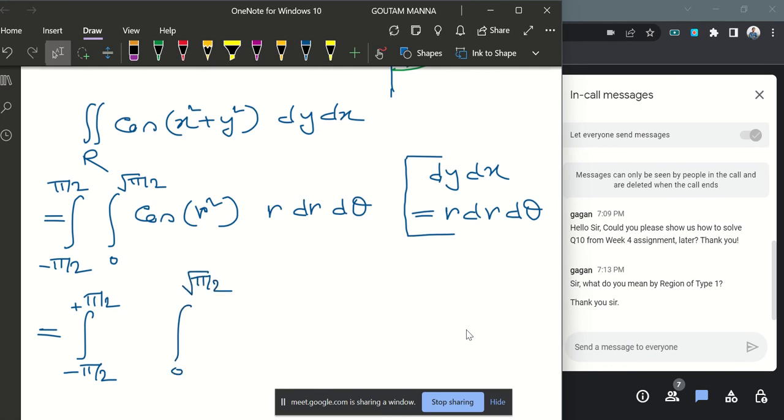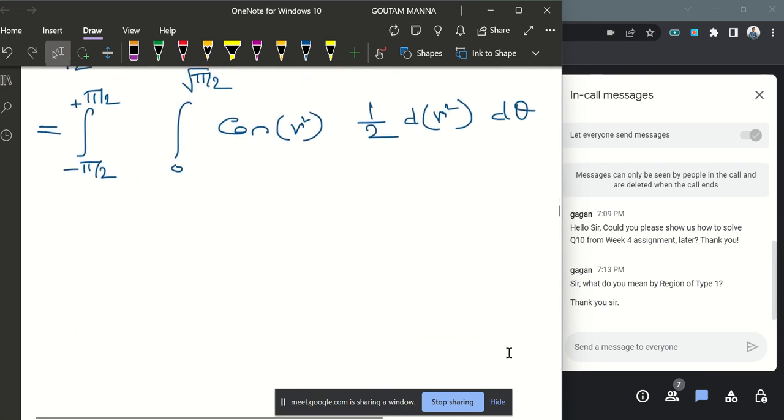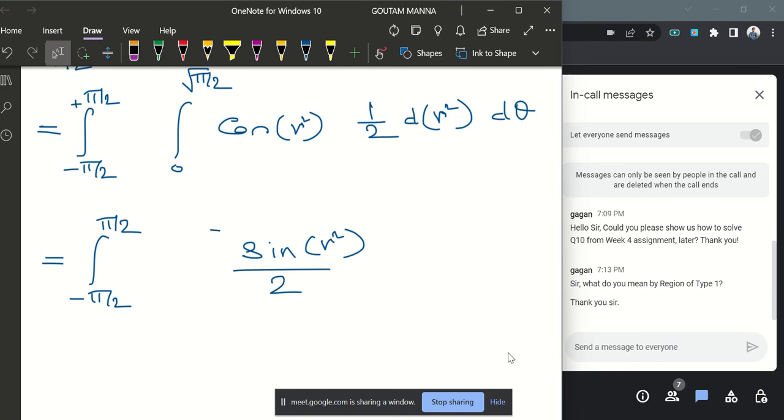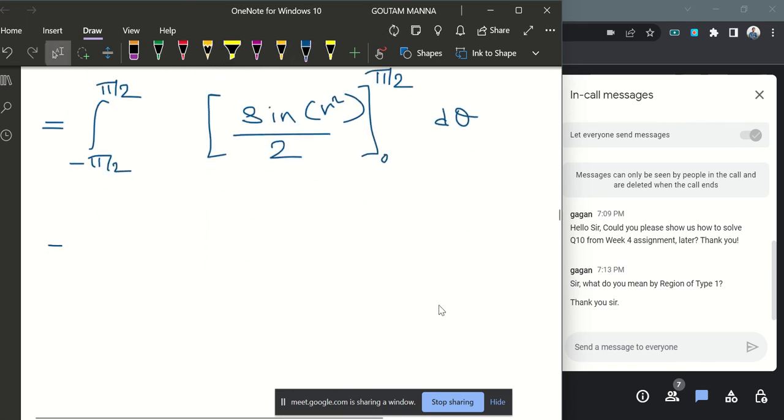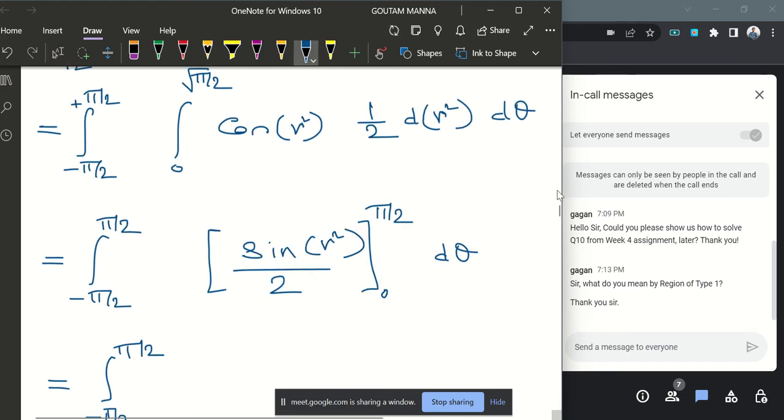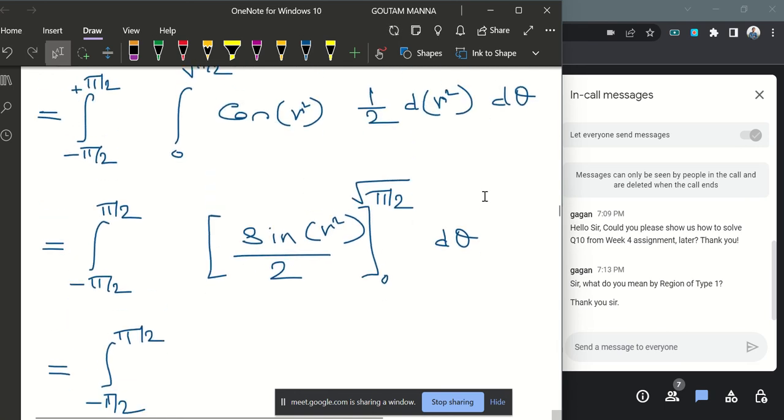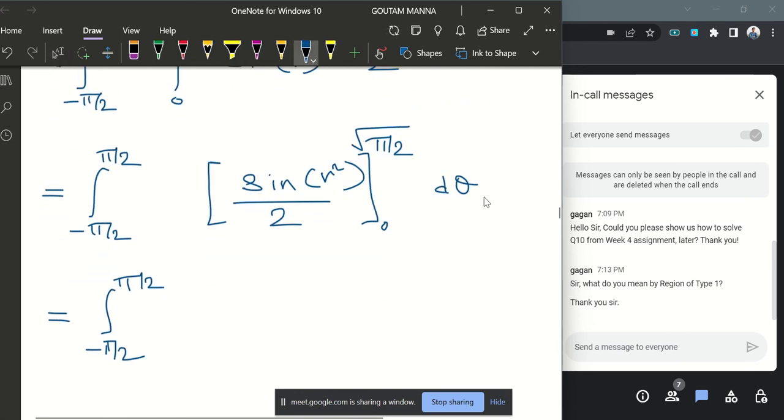Integration from minus pi by 2 to pi by 2, 0 to root under pi by 2, cos of r square, and we can write r dr as half of d of r square, d theta. So in that case, the integration will be minus pi by 2 to pi by 2, sine of r square by 2. Sorry, the integration limit is from 0 to root under pi by 2. So if we put the upper limit, it will be sine of pi by 2 minus sine of 0 by 2, which is 0, times d theta.